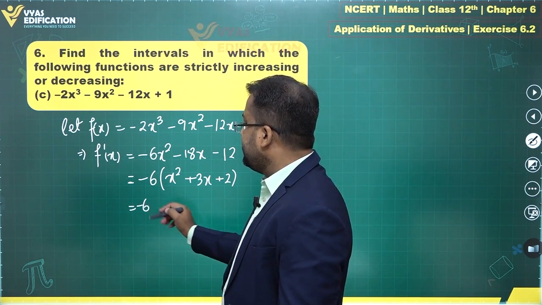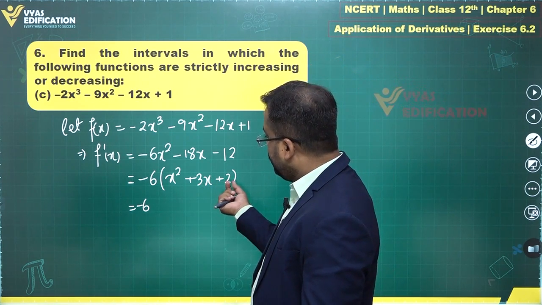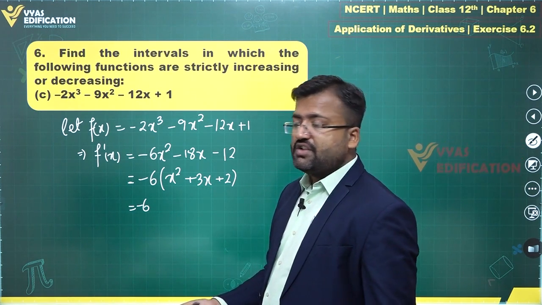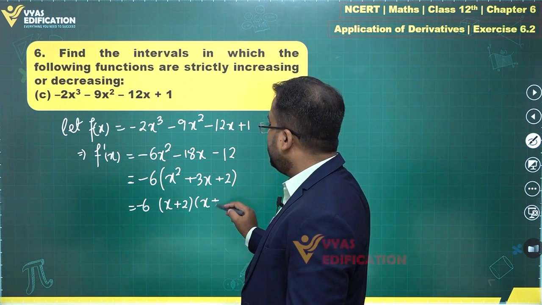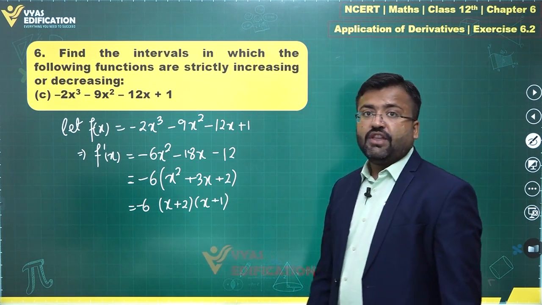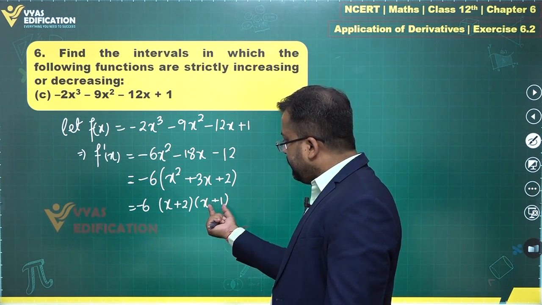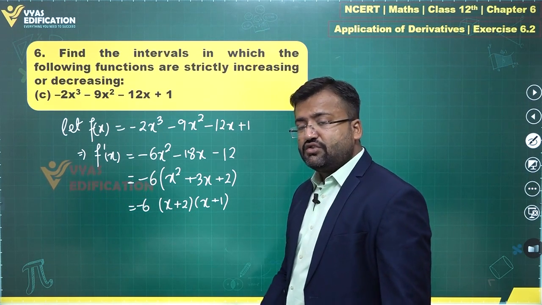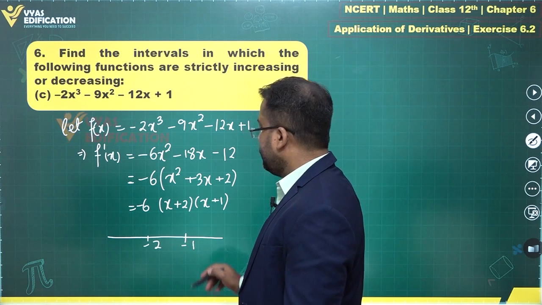Let's factorize this using splitting the middle term. This can be done as 2 times 1, and 2 plus 1, so (x + 2)(x + 1). This is the factorization. And you can note that f'(x) will be 0 at x = -1 and x = -2, at -2 and -1.